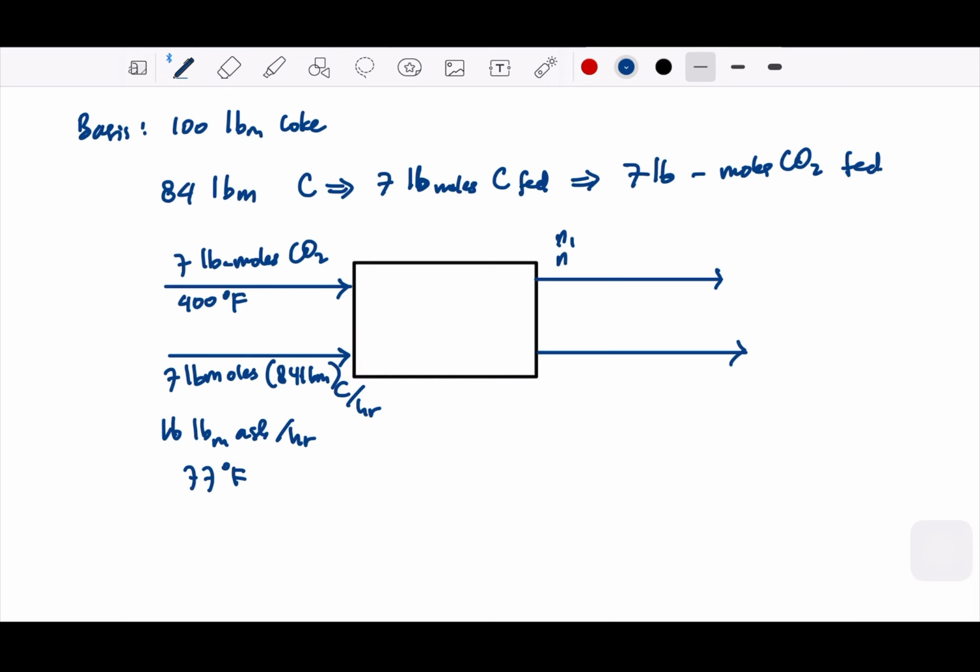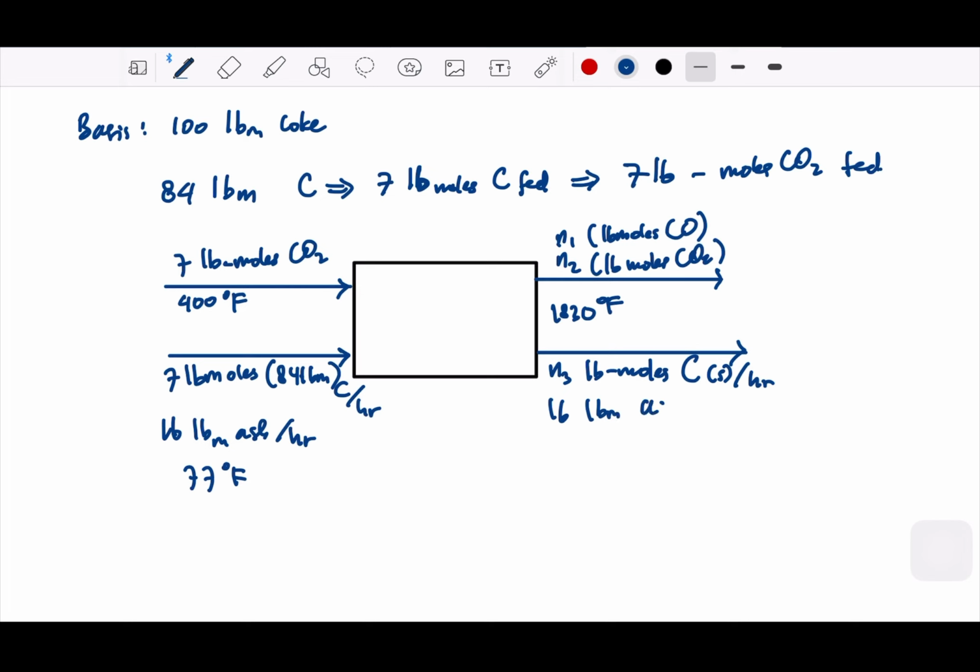You have N1 and N2. This is lb moles CO and lb moles CO2, and this is at 1830 Fahrenheit. It's also N3. This is for carbon per hour, and 16 lbm ash. Because it's unburned, it is still 16.